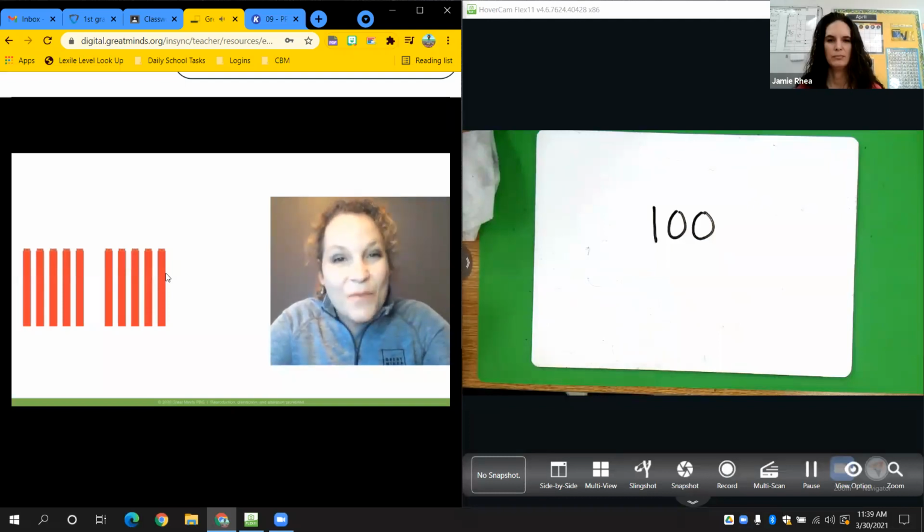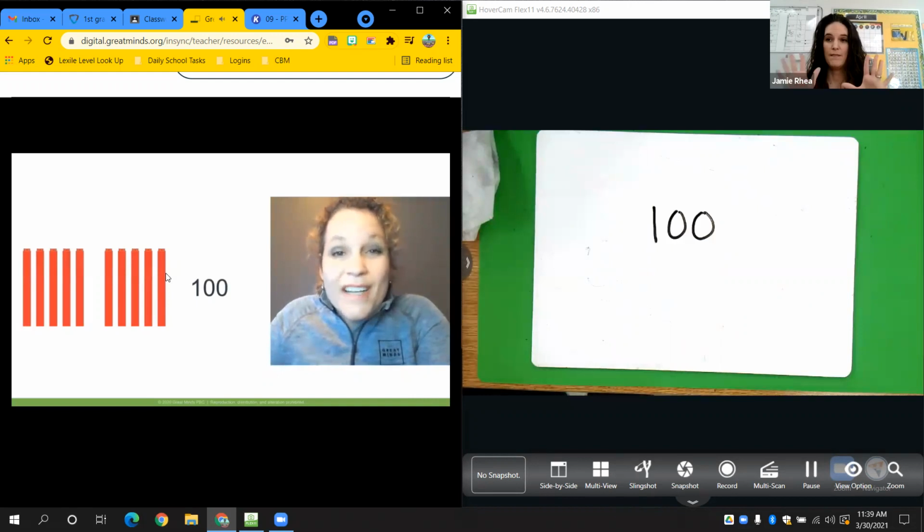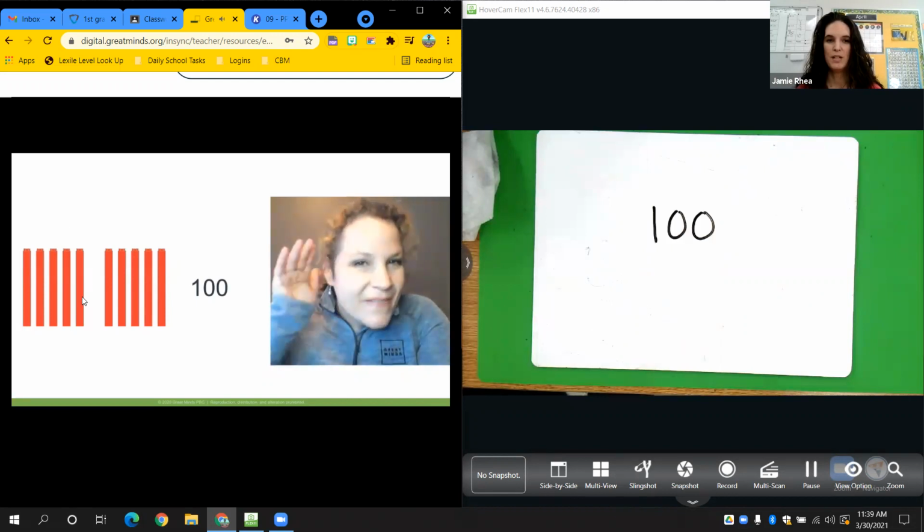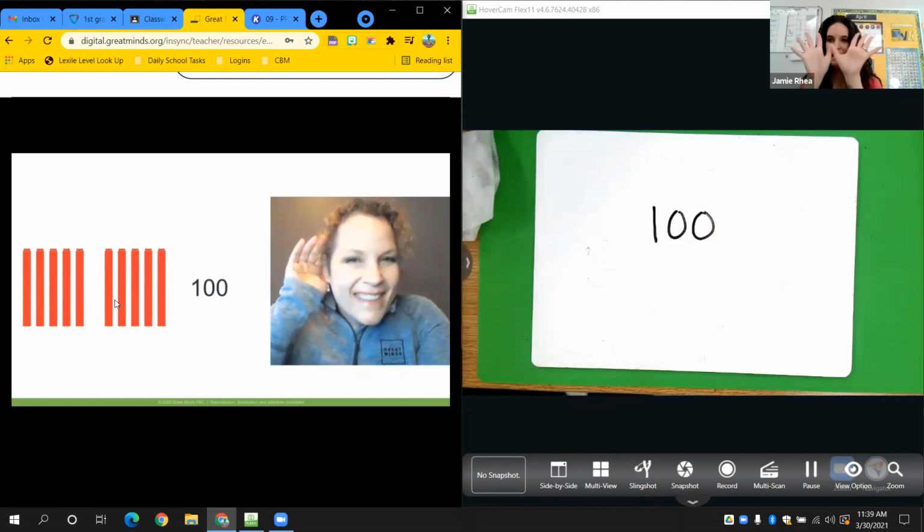The answer is 100. How did you do it so quickly this time? We had 5. Turn to a learning partner, or you can say it out loud to me. Why was counting this time quicker? We had a group of 5 here and a group of 5 here, and we know that 5 and 5 make 10, and 10 tens is 100.